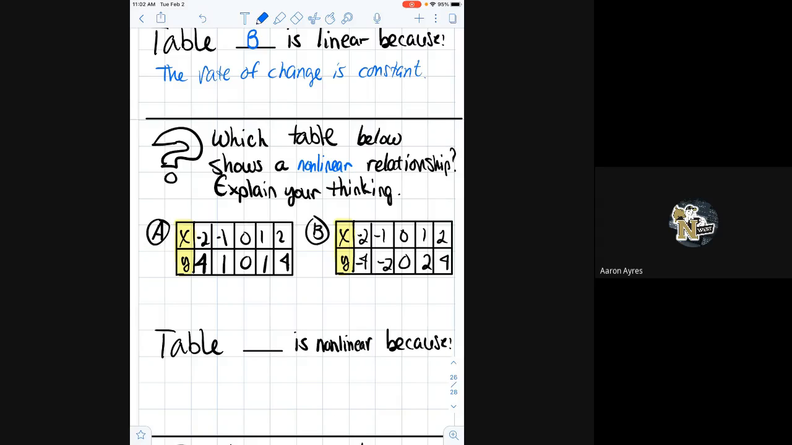All right, you guys ready to show me your answers? On your thumb, is it A that is nonlinear or is it B that is nonlinear? Show me on your thumb, please. Thumbs up is correct. Nice job. Because the rate of change is what, everybody? Very good. Not constant.